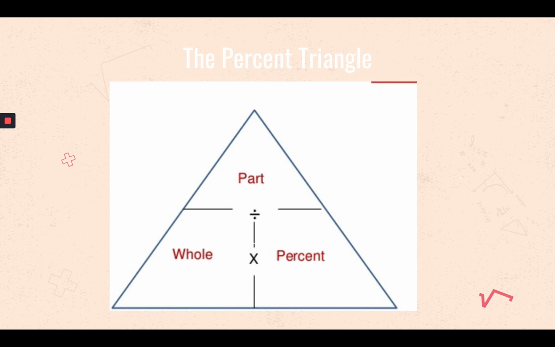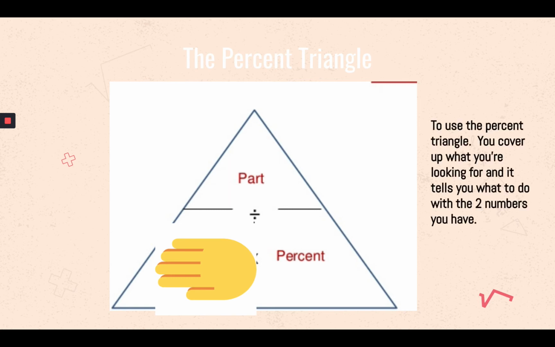If you haven't made a copy of this yet on a piece of paper, I would really recommend you do it, especially for your quiz. And the way this works, again, you cover up what you're looking for. So if you determine that you're looking for the whole amount, you cover it up, and it's part divided by percent. So cover up what you're looking for, and it tells you what to do with the other 2 numbers.